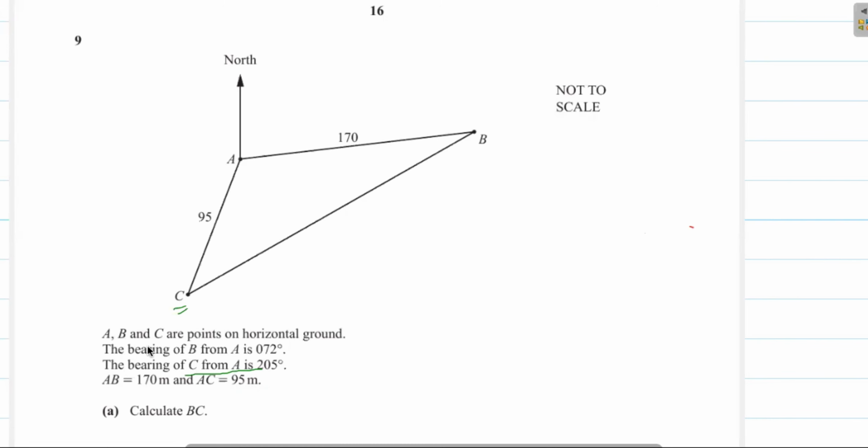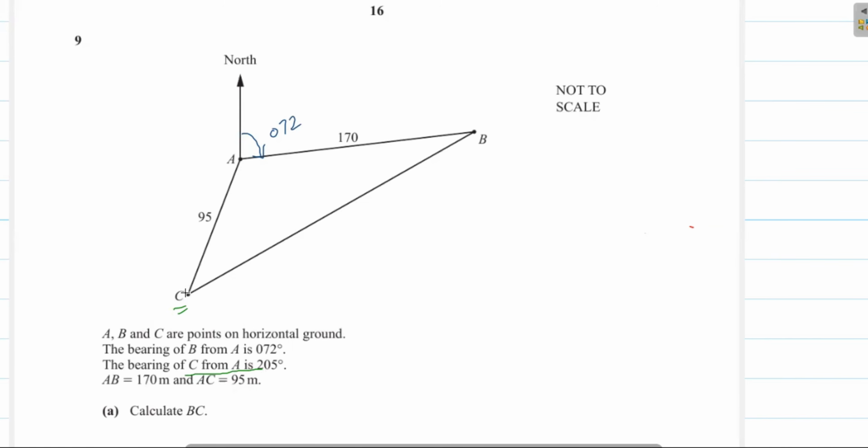Question number 9. A, B, C are points on horizontal ground. The bearing of B from A is 072. The bearing of C from A is 205, AB is 170, and AC is 95 meters. Calculate BC. Now, firstly, we mark the angle. The bearing of B from A is 72. You see here, this is the angle in clockwise direction from the north at A. This angle is 072.